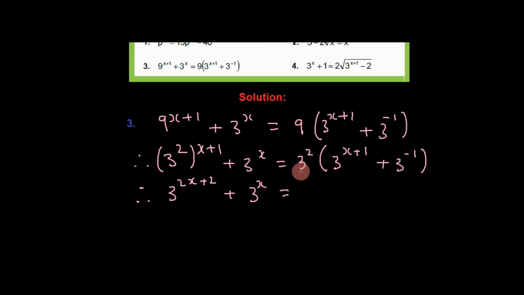And we can multiply 3 squared into the brackets, and we add the powers because the bases are the same. So it's going to be 3 to the x plus 3 plus negative 1 plus 2 is 1. So 3 to the 1, or just 3.